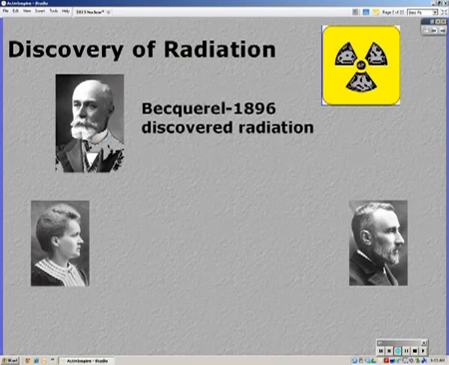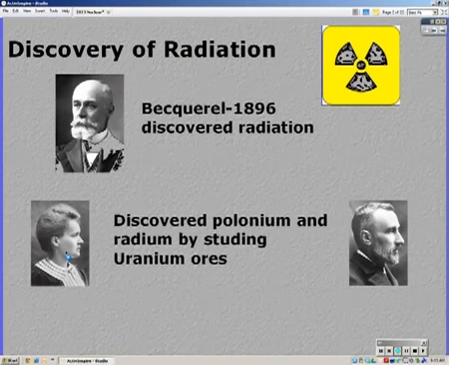The first person that we're talking about is Becquerel. In 1896, he discovered radiation. He did so quite by accident by placing a rock in a drawer on some photographic film and then coming back and noticing that it was exposed.